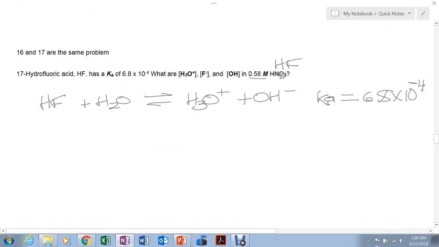And I got a typo here. Sorry, I got a typo. So the problem is asking for the concentration of hydronium and OH. They give you the Ka of the hydrofluoric acid, and they're asking also for the OH. In a solution, that's where I got the mistake, in a solution of 0.790 of HF.